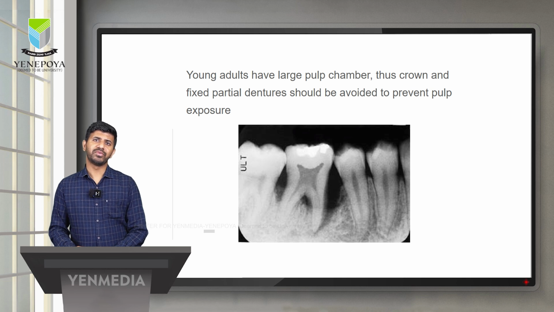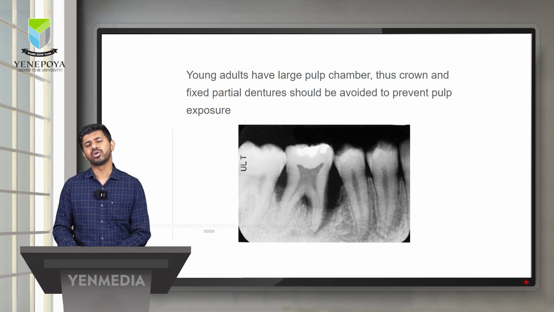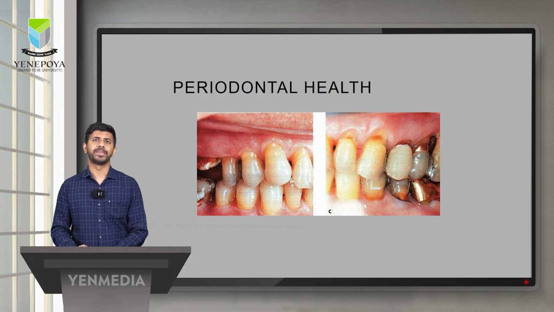Now, whenever you do any fixed partial prosthesis with the pulp horn being high, even if you're not involving the pulp horn, the restoration would be close to the pulp. So whenever you do any cementation, the cement can percolate into the pulp and cause some amount of thermal or chemical injury to the pulp as well.